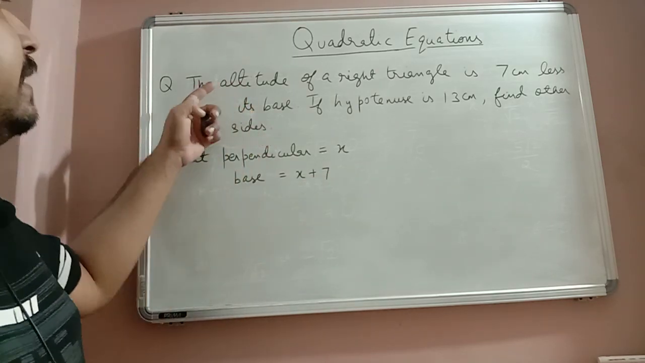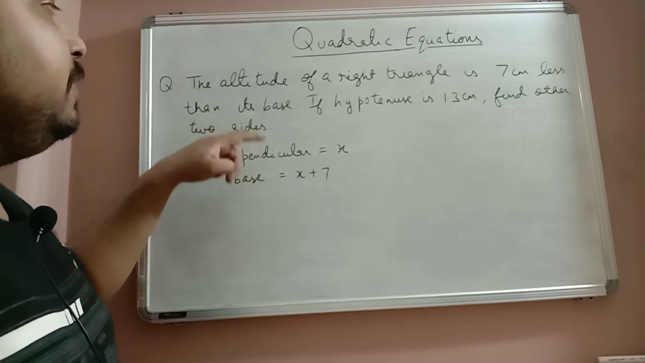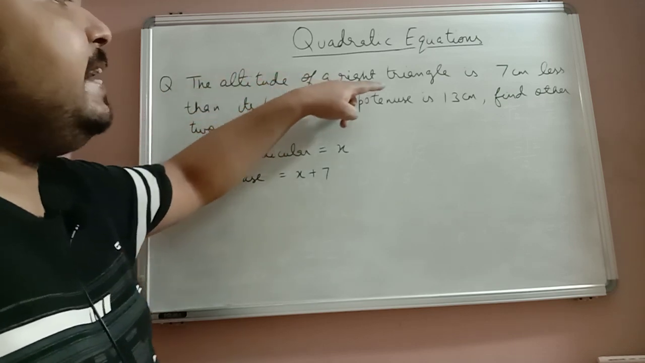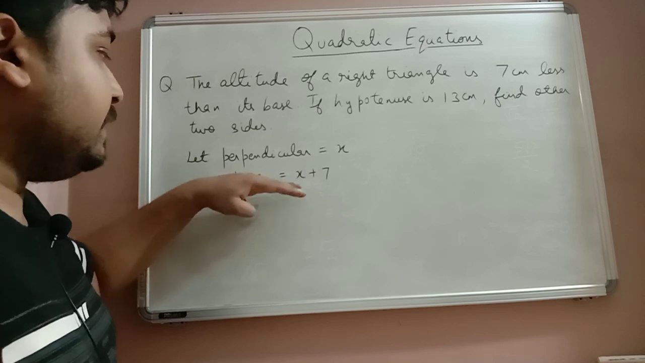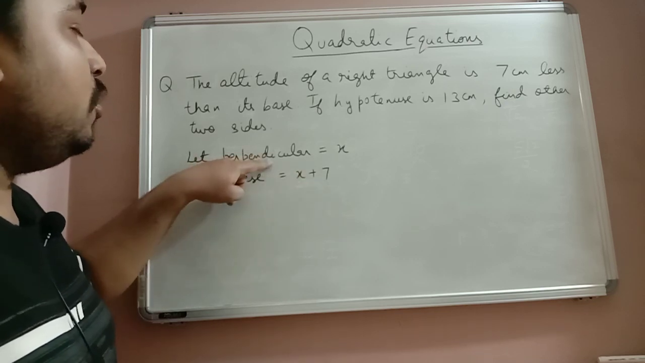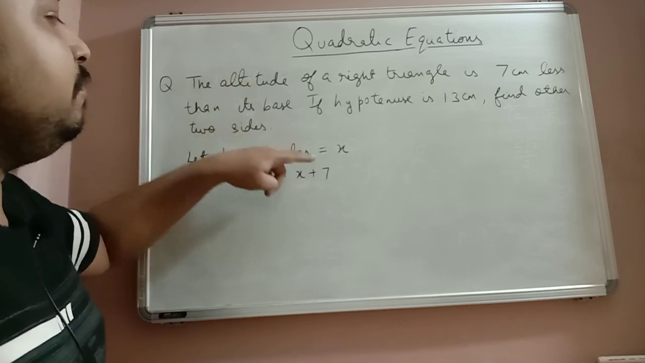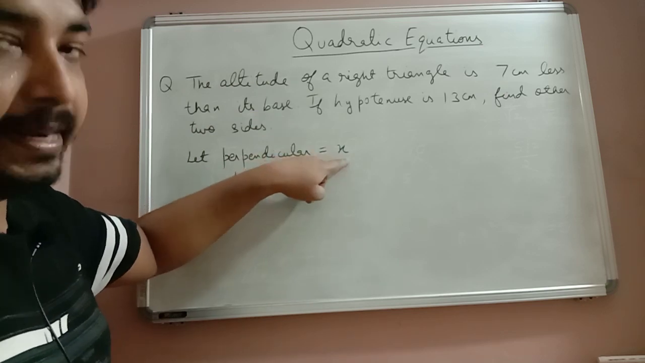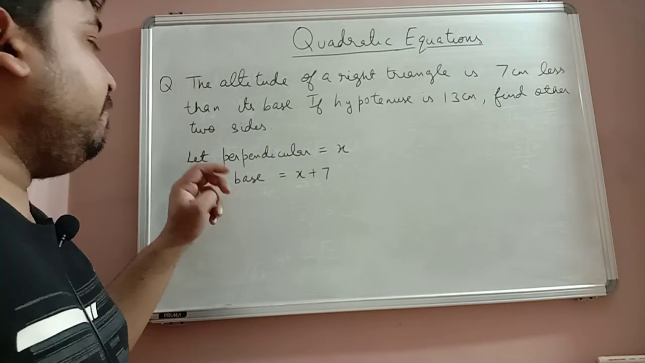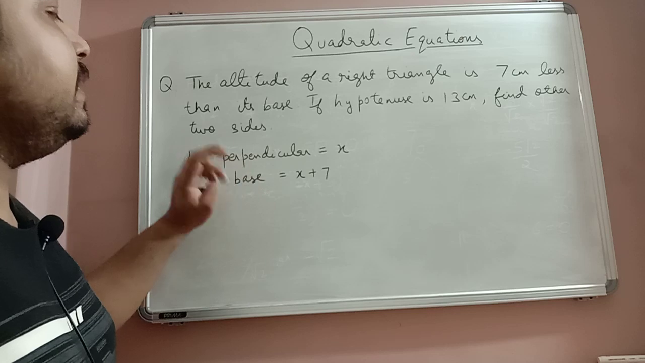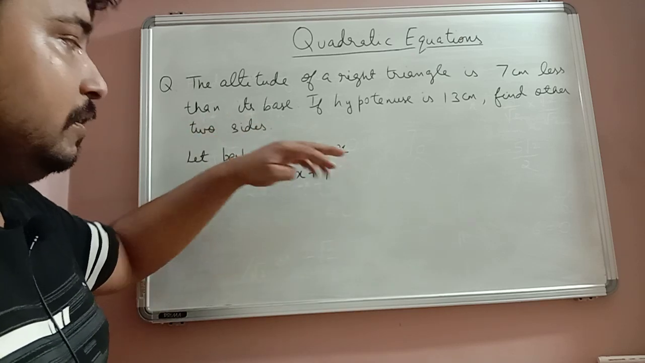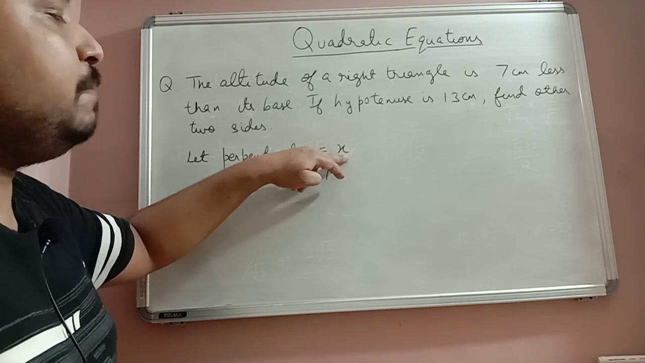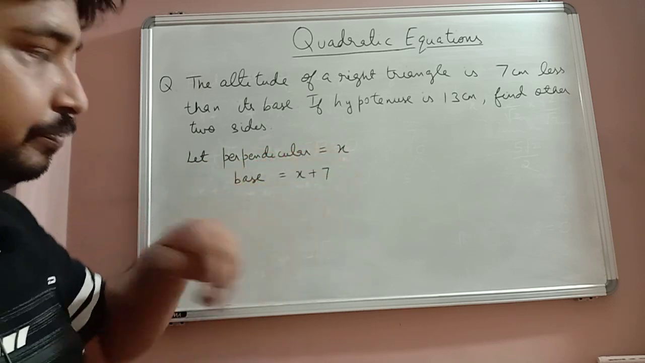So it says that the altitude is the perpendicular itself. Altitude of a right triangle is 7 centimeter less than its base. So if the base is x plus 7, obviously the altitude will be 7 centimeter less, that is x. Now if we had taken base as x, then the perpendicular or the altitude will come out to be x minus 7.